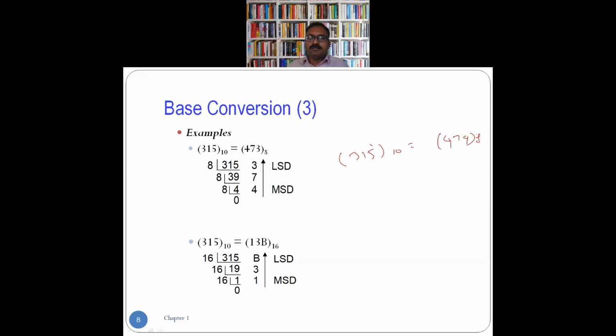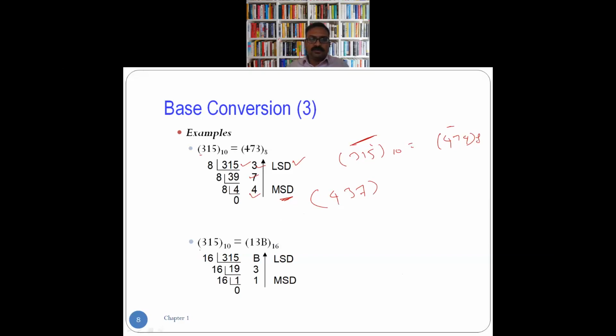What do we have to do? We have to divide this number by 8. Divide 315 by 8. The quotient is 39 and the remainder is 3. Again divide by 8, you will get 7, and again dividing by 8 is not possible. So we take 473. The last quotient is the most significant digit, and the first remainder is the least significant digit.